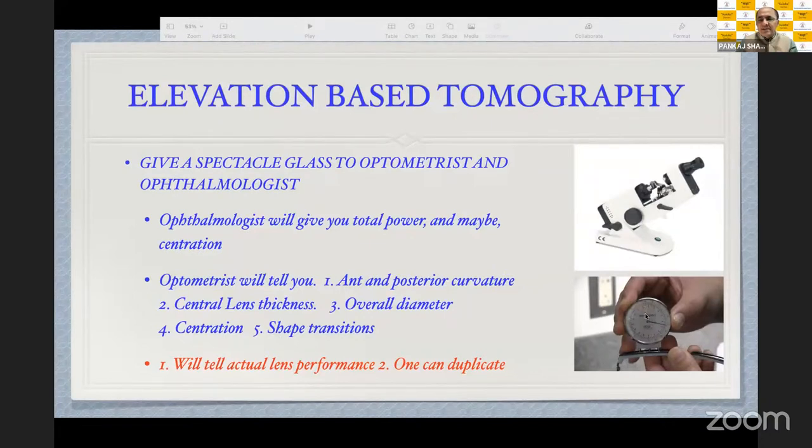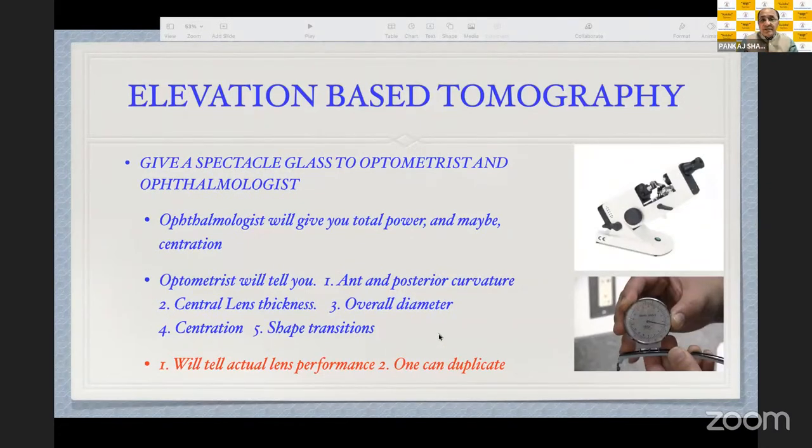But if you give a lens to an optometrist, he will tell you what is the anterior surface curvature. He'll tell you what the posterior curvature is. He will tell you what is the thickness of the lens. He will tell you the overall diameter of the lens. He will also tell you the centration and if there's any shape transitions.